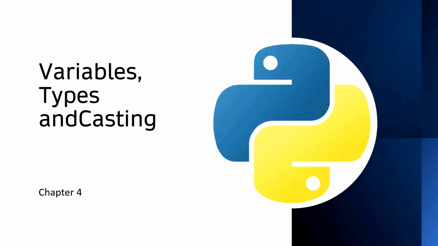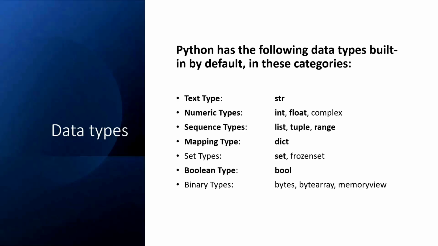Chapter number 4: Variables, Types, and Casting. The built-in data types provided by Python are string, integer, float, complex, boolean, list, tuple, range, dictionary, set, frozen set, byte, byte array, and memory view.